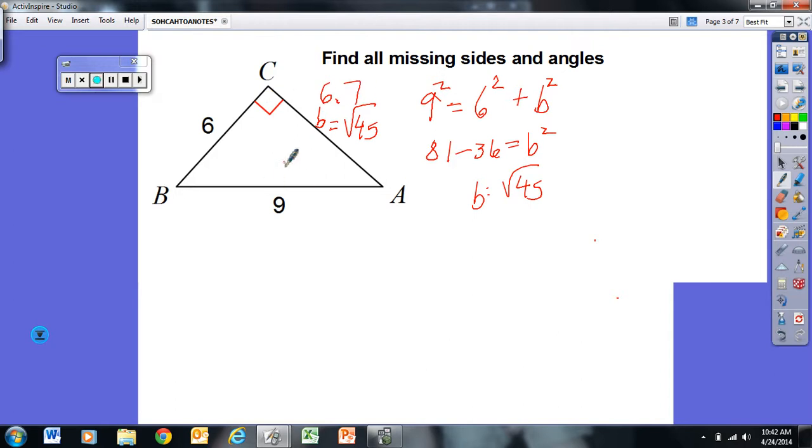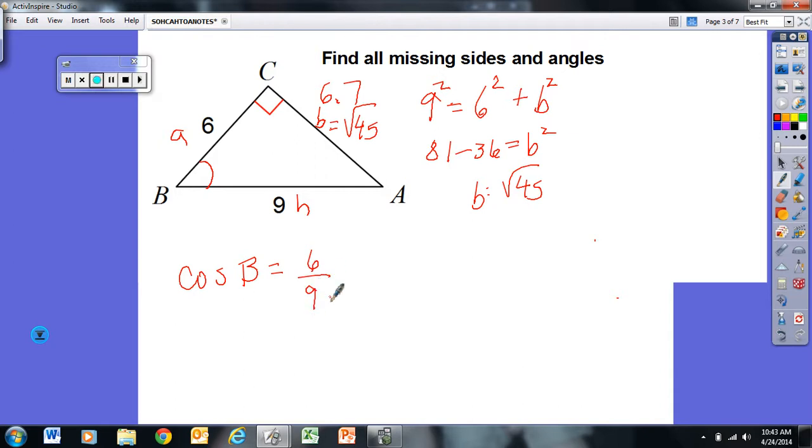There was another way. I could have done this without Pythagorean theorem, and let's see how I would have done that. Let's start with angle B. If I want to talk about angle B, which side is 6? Opposite, adjacent, or hypotenuse? Well, hopefully you say it's adjacent, because 9 is hypotenuse. So if I have adjacent and hypotenuse, which function uses adjacent and hypotenuse? Cosine. So the cosine of angle B equals 6 over 9.